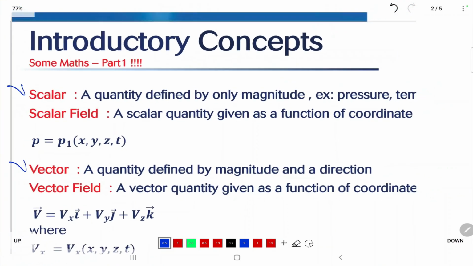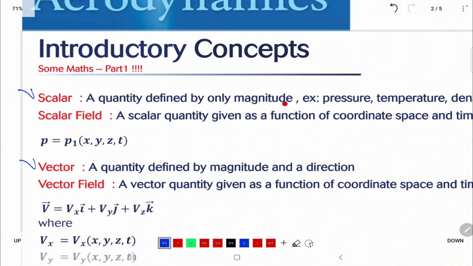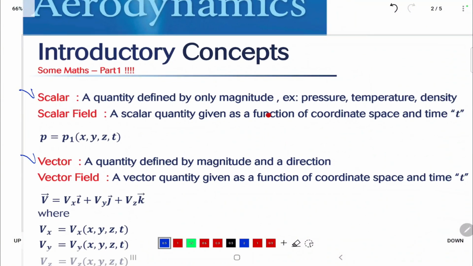So the scalar quantity is a quantity defined only by magnitude, like pressure, temperature, and density. Okay, vector is a quantity defined by magnitude and direction. So now the difference is like this. If I have, for example, a scalar quantity like pressure, it is enough to say the pressure is 30 MPa, 30 megapascal. So it is enough to describe the pressure. The same thing for temperature. Maybe I'll say it is 10 Celsius. So that's enough.